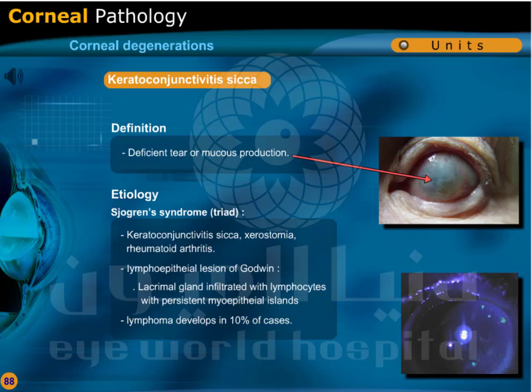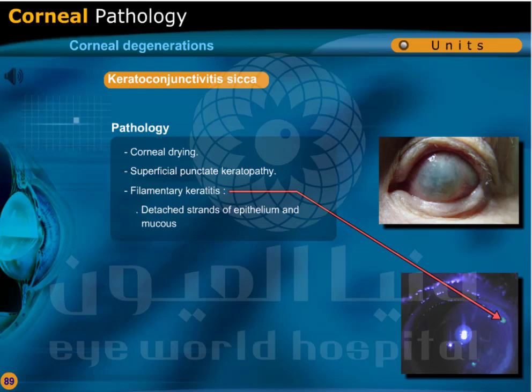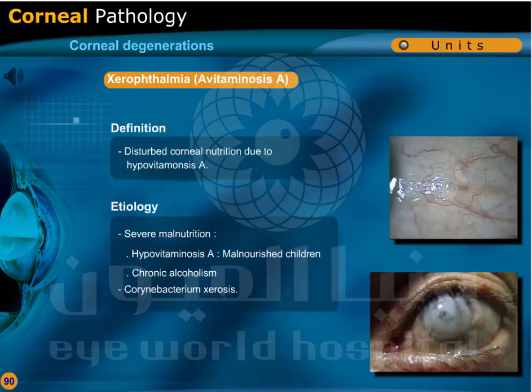Lymphoepithelial lesion of Godwin. Lacrimal gland infiltrated with lymphocytes with persistent myoepithelial islands. Lymphoma develops in 10% of cases. There is corneal drying, superficial punctate keratopathy, and filamentary keratitis, detached strands of epithelium and mucus.